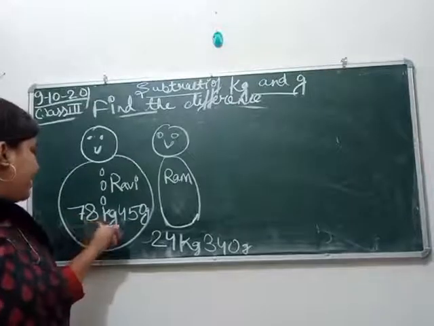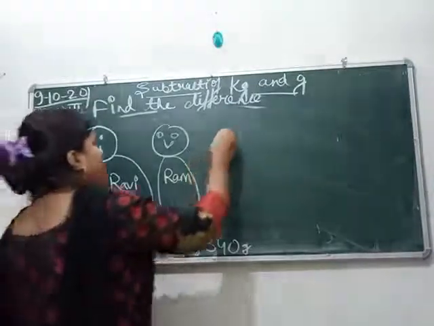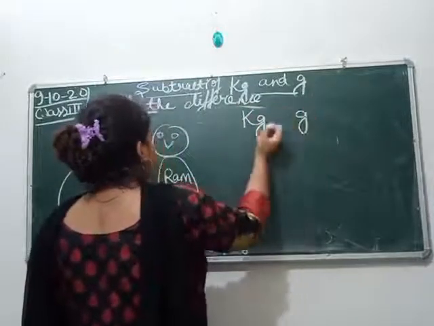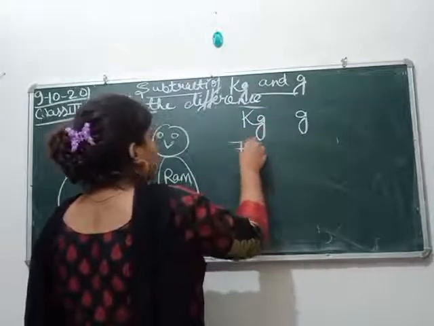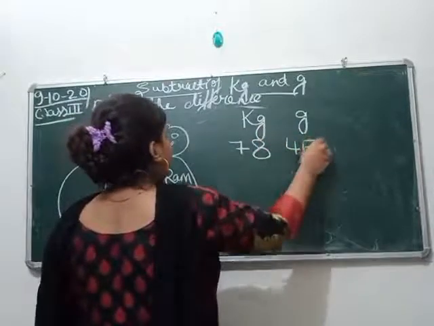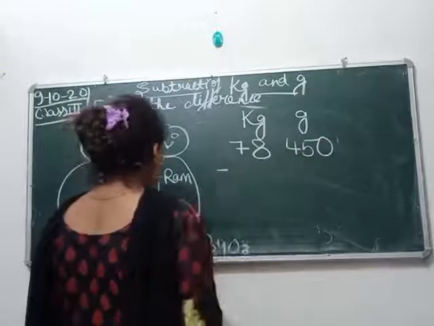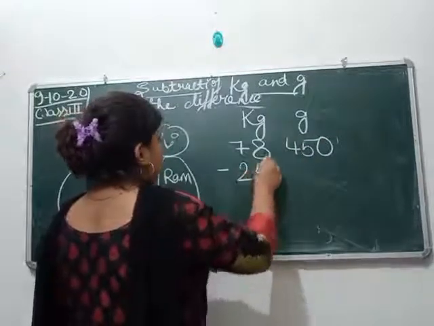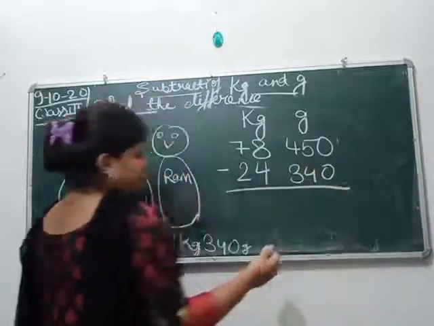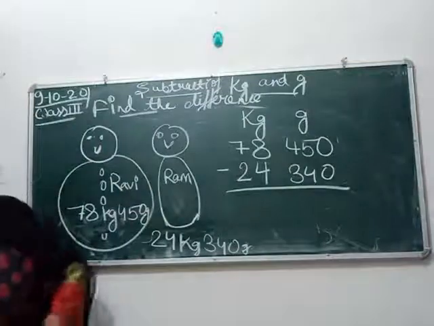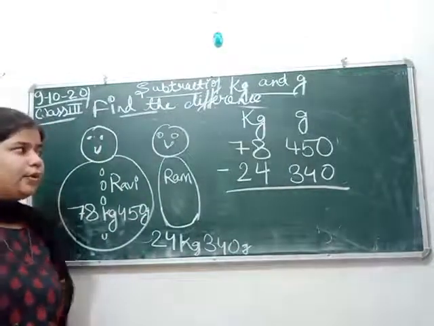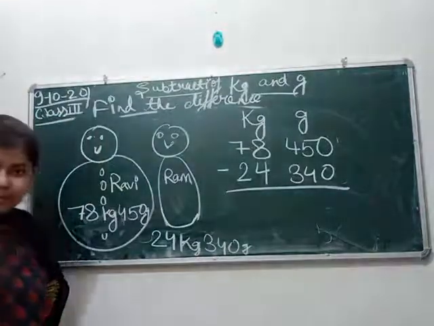The greater unit is 78 kg 450 gram. So we will write that first. First of all we will write kg and gram. Then we will write 78 kg 450 gram. From there we have to minus 24 kg 340 grams.